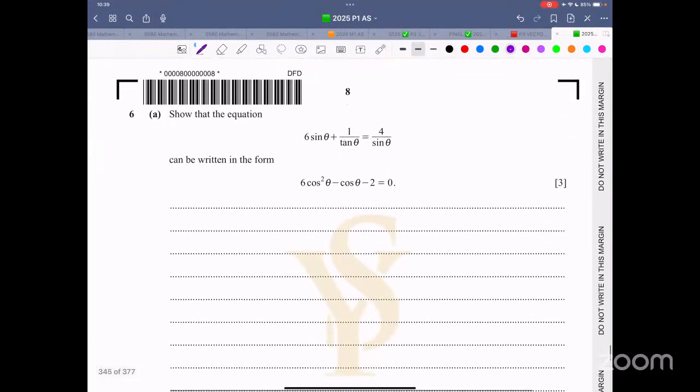Let's move on. Question number 6. What is it about? Of course, it's about trigonometry. No rocket science over here. Now let me choose the left-hand side. First of all, let me write tangent theta is sine theta over cos theta. Therefore, 1 over tangent theta can be written as cos theta over sine theta.